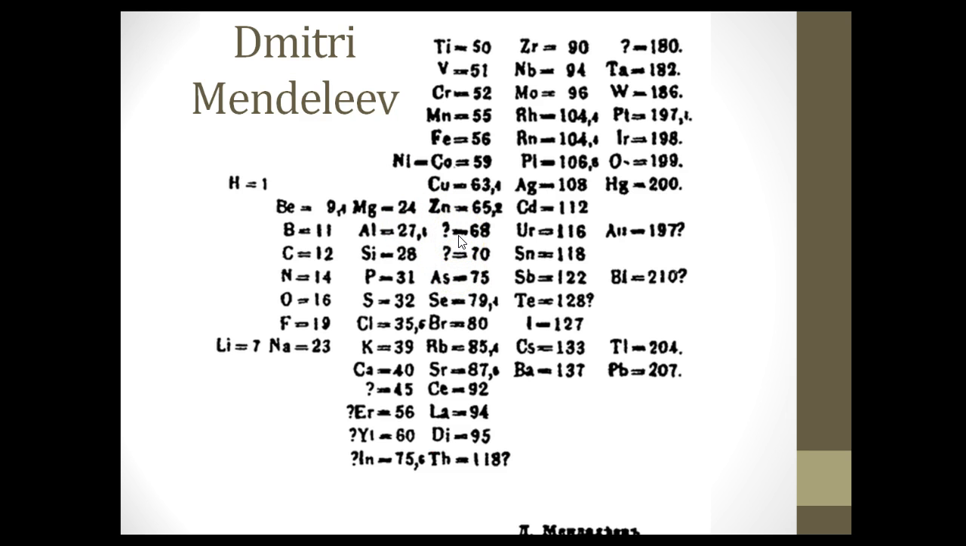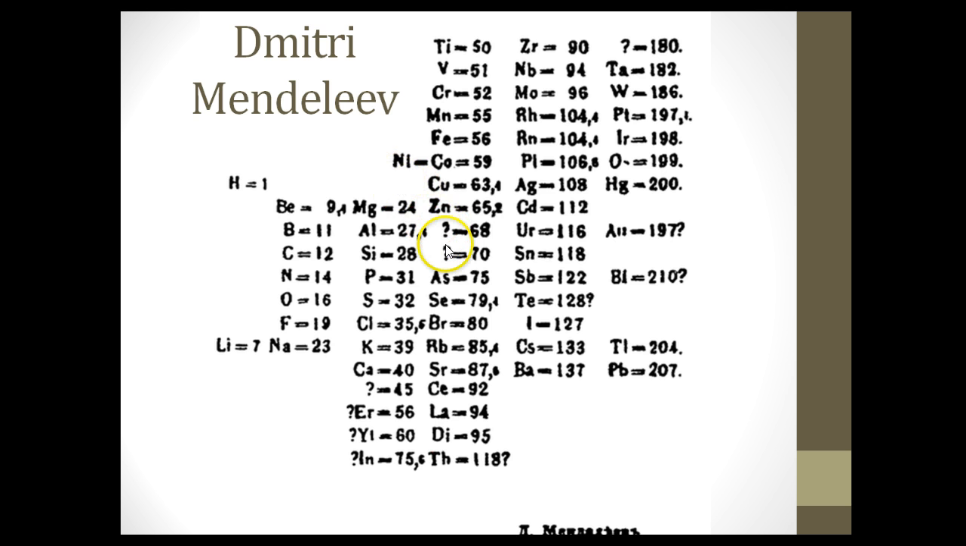and he did something pretty cool. He made risky predictions about these gaps. Here you can see 2 question marks, right between zinc and arsenic. If you look at your modern periodic table, you'll see that the 2 missing elements are gallium and germanium, respectively. What was cool about Mendeleev is that he predicted, first, that these 2 elements exist.